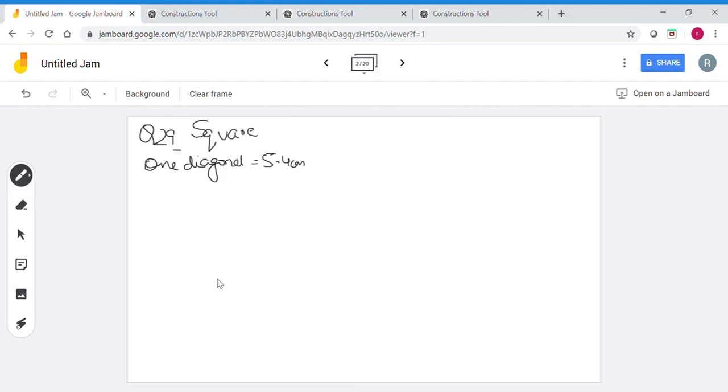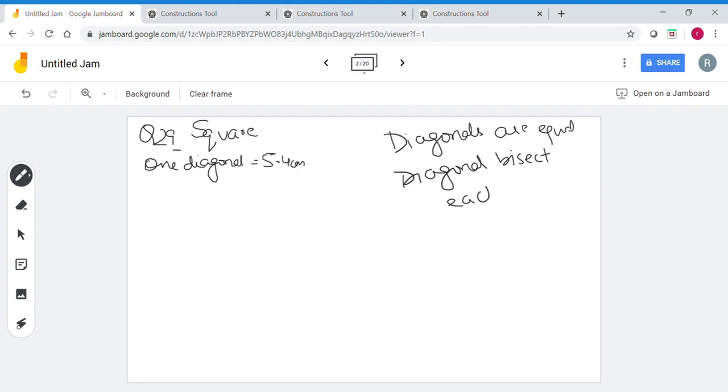So the next question is, we need to create a square ABCD when one diagonal is 5.4. So again, let's revise properties. Diagonals of a square are equal and diagonals bisect each other at 90 degree. So this is the property that we'll use.